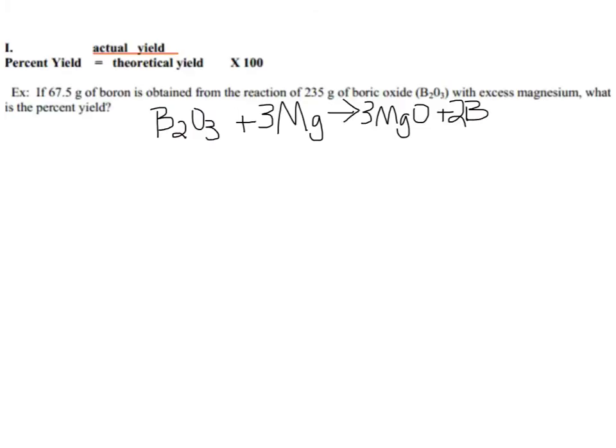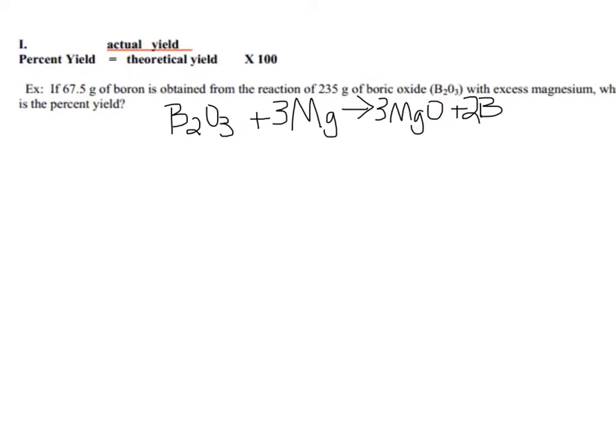This is the percent yield practice problem from the worksheet that we did last week. This was example number 1. So it's asking us for the percent yield of boron from the reaction shown there. It gives us this clue word here that 67.5 grams of boron is obtained. So that's going to tell us that 67.5 is our actual yield.